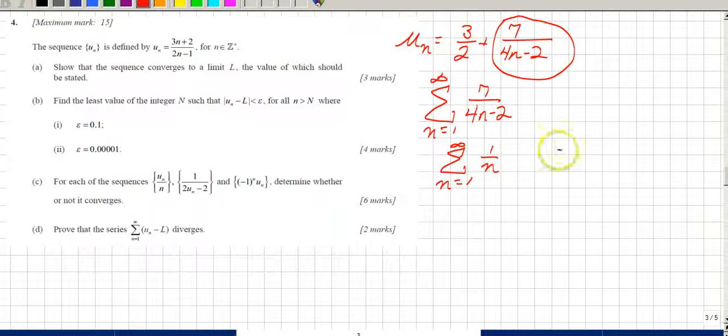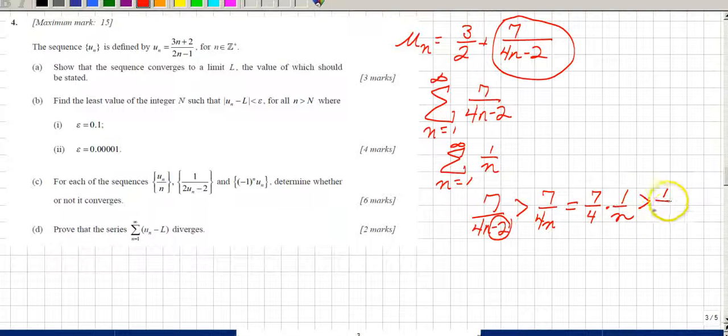Well, since 1 over n diverges, let's take a look at 7 over 4n minus 2. You should realize that 7 over 4n minus 2 is actually larger than 7 over 4n. Because if you take away a number from the denominator, that's going to make the fraction larger. So 7 over 4n minus 2 is greater than 7 over 4n, and 7 over 4n is the same as 7/4 times 1 over n. Well, 7/4 times 1 over n has to be greater than 1 over n.